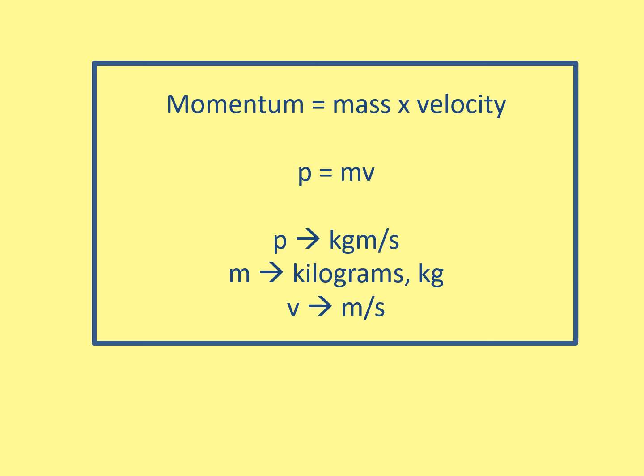The units for momentum is kilogram meters per second. If you have a look at mass, that's kilograms, and velocity is meters per second. So times them together and we get kilogram meters per second.